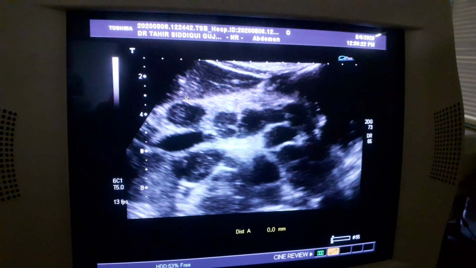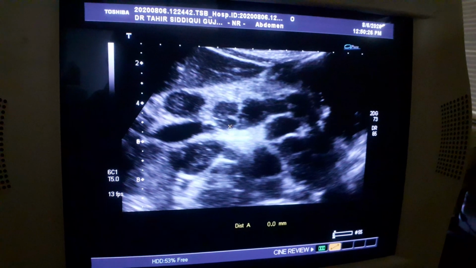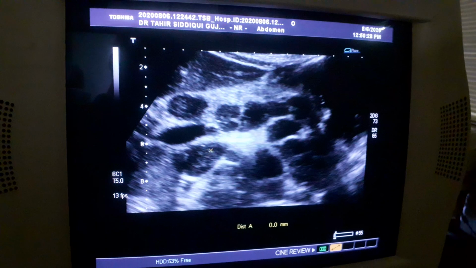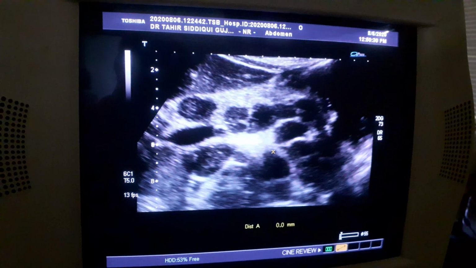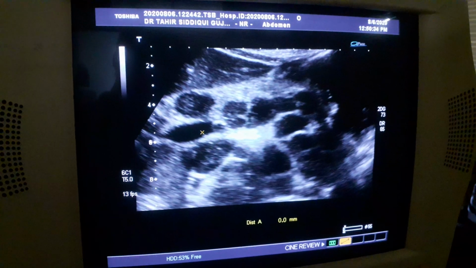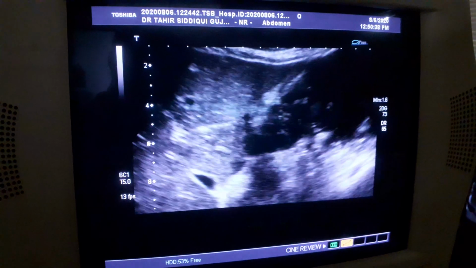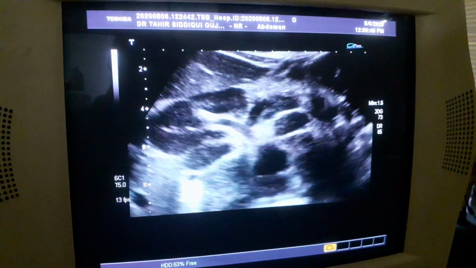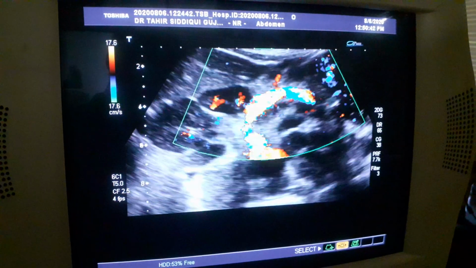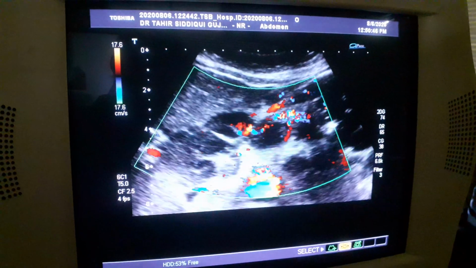This is a lymph node. This is a lymph node on this. Now this is another lymph node. This is aorta. Now this is the portal vein. This is the vessel. See, now you see the differentiation between the vessels and the lymph nodes.